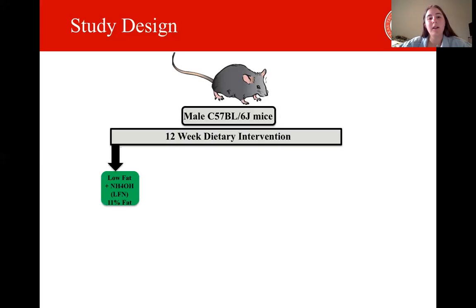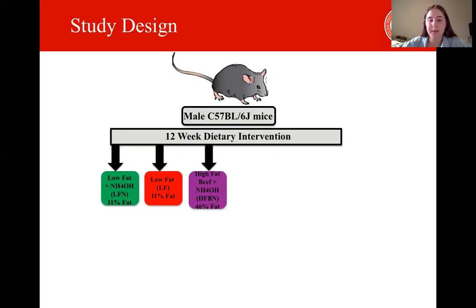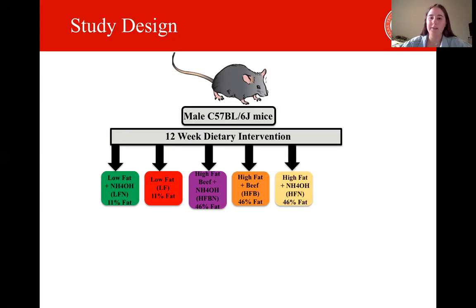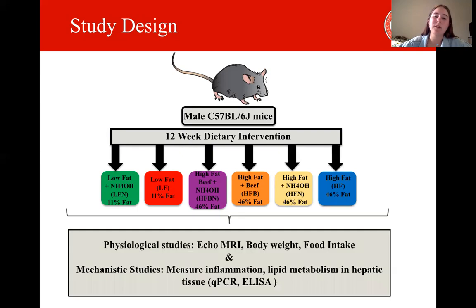Our groups included a low-fat group with an ammonium enhancement, a low-fat group without ammonium enhancement, a high-fat beef group with an ammonium enhancement, a high-fat beef group, a high-fat group with an ammonium enhancement, and simply a high-fat group. Over the course of our 12-week dietary intervention, we conducted several physiological studies, including an echo MRI, we measured body weight, and we measured food intake. At the end of the intervention, we sacrificed the mice and collected liver tissue to measure the inflammation and lipid metabolism in hepatic tissue.